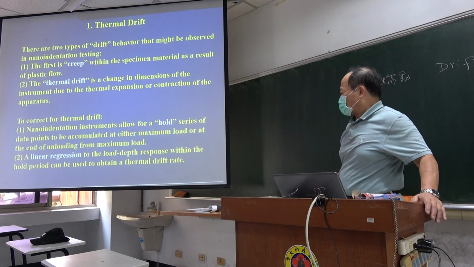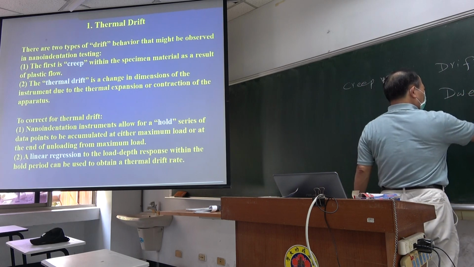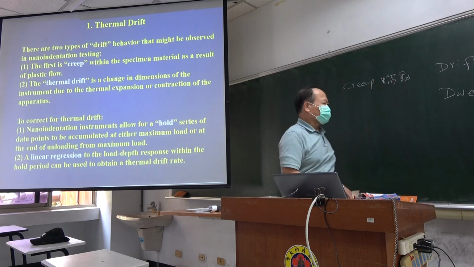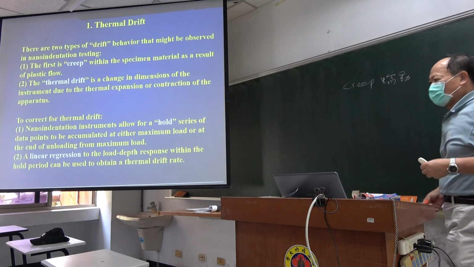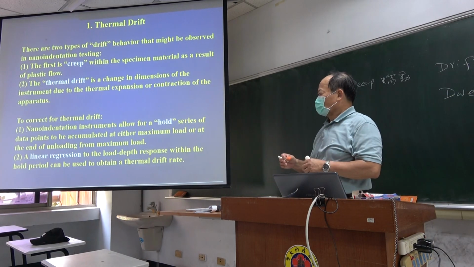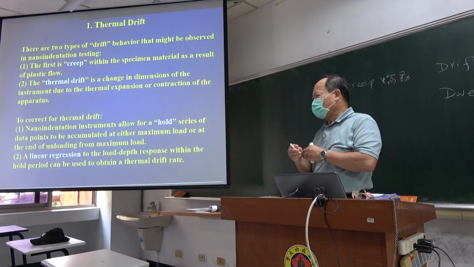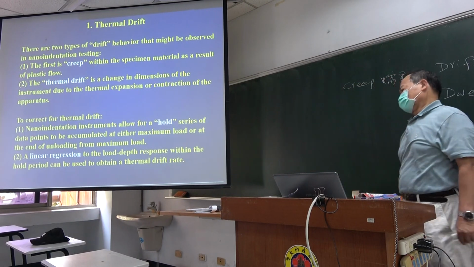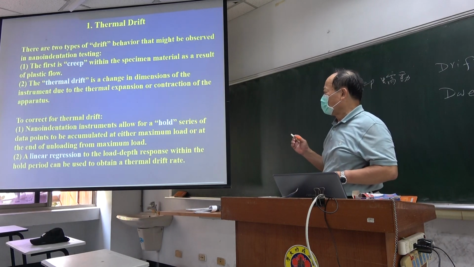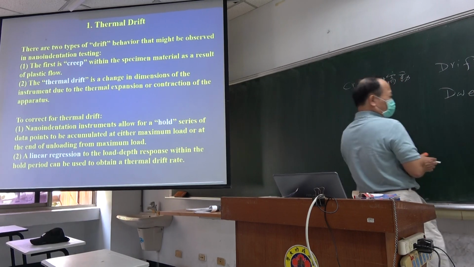Okay. To reduce the thermal drift, we always do it this way. We call it the dwelling process. We use the dwelling process to avoid the thermal drift. Maybe this thermal drift cannot be eliminated completely. It is impossible to have the thermal drift totally avoided. Impossible. But we can reduce the thermal drift effectively. Okay. So in that case, in nanoindentation we use what we call the dwelling process.